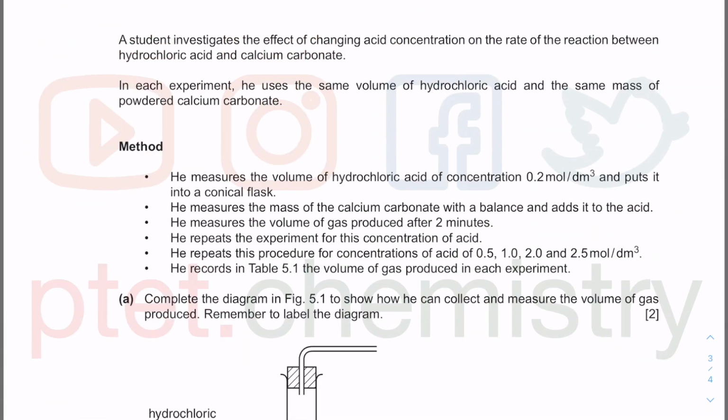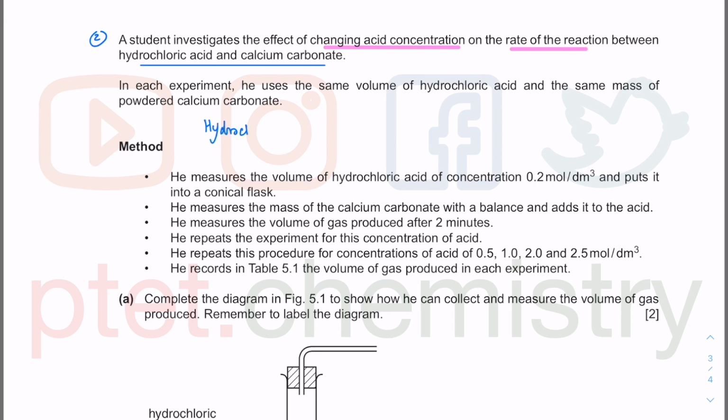Okay, on to the next question. This student investigates the effect of changing acid concentration. This is actually a different question, question number 2, let's say. Effect of changing acid concentration on the rate of reaction. This is between hydrochloric acid and calcium carbonate.